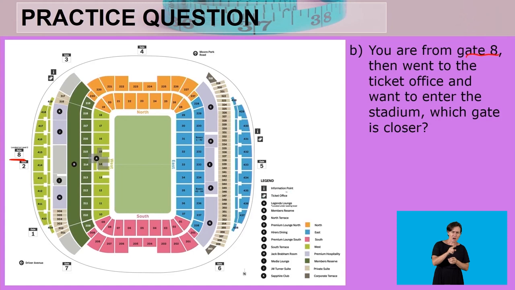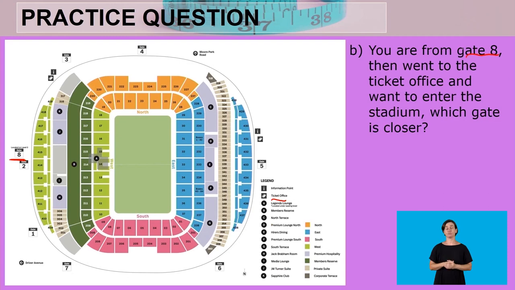I represents the information point. Then that part with a piece of paper indicates the ticket office. Then we've got all the other symbols. A represents the Legends Lodge, B Members Reserve, C North Terrace, D Premium Lounge, and so on. So whenever you are looking for something and you are given the key, you go to the key, check it along with the symbol, and it will give you exactly what you're looking for.